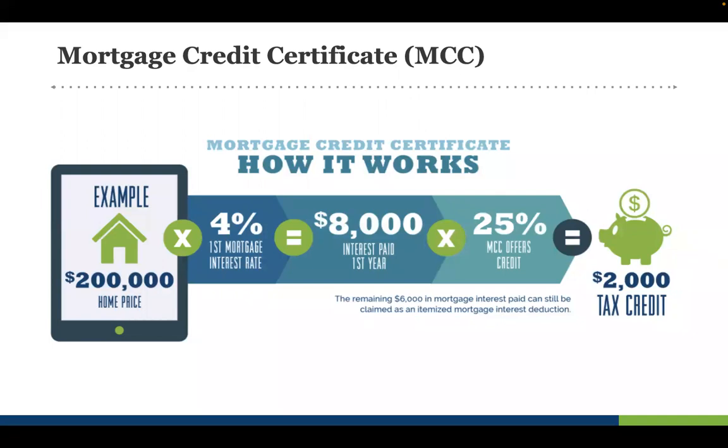We paid $8,000 in interest, so that credit would be worth $2,000, 1/4 of that, right? What about the other $6,000 in mortgage interest? You still then get to claim that as a standard itemized mortgage interest deduction, but you got that credit first. The credit is a dollar for dollar reduction of your tax bill. The rest of it, the mortgage interest deduction, is deducting from the taxable income, right? So the tax credit is obviously a more advantageous tax benefit. So anyway, that's basically how an MCC works.